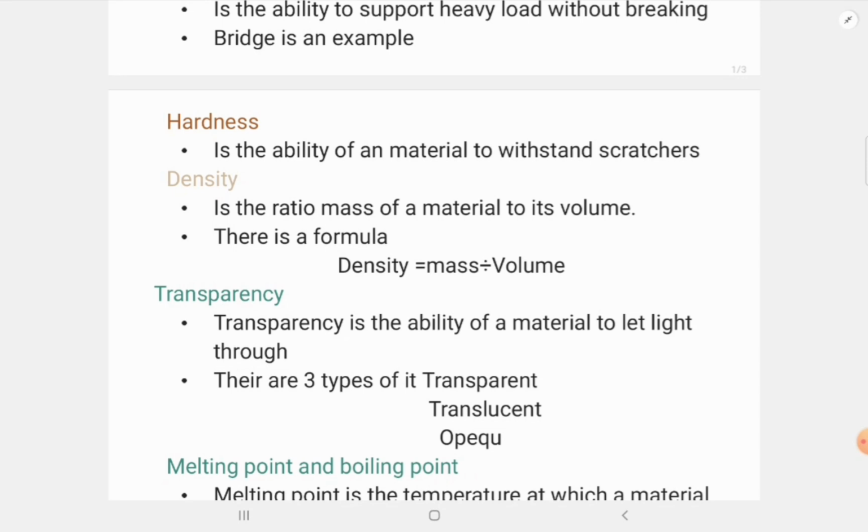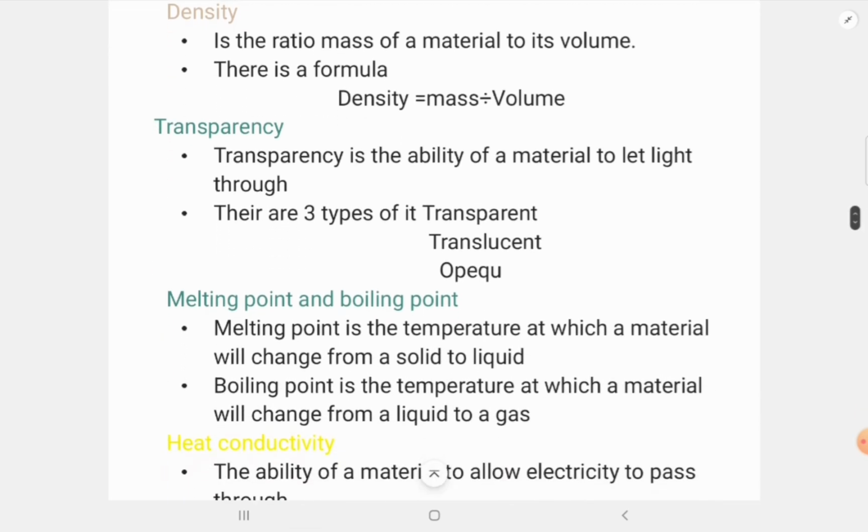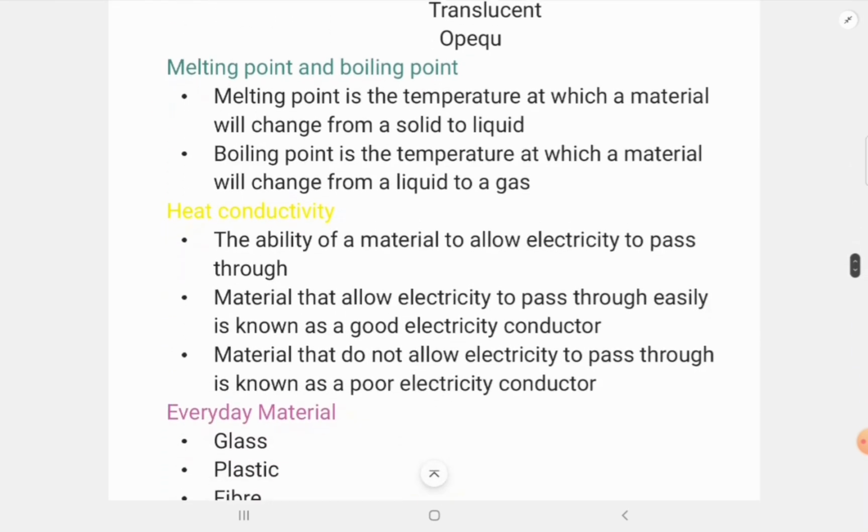Density. It's the ratio of mass of the material to its volume. There is a formula. Density equals mass divided by volume. Transparency. Transparency is the ability of a material to let light through. There are three different types of it: transparent, translucent, and opaque. Melting point and boiling point.